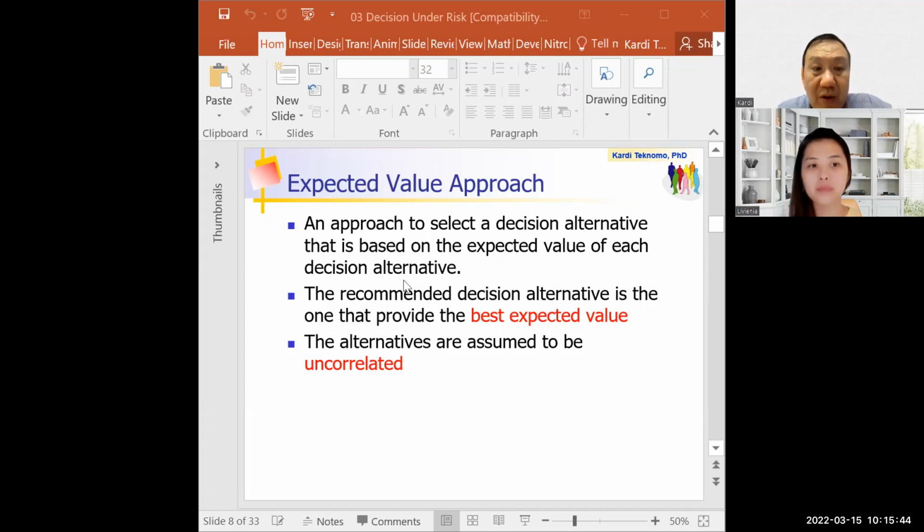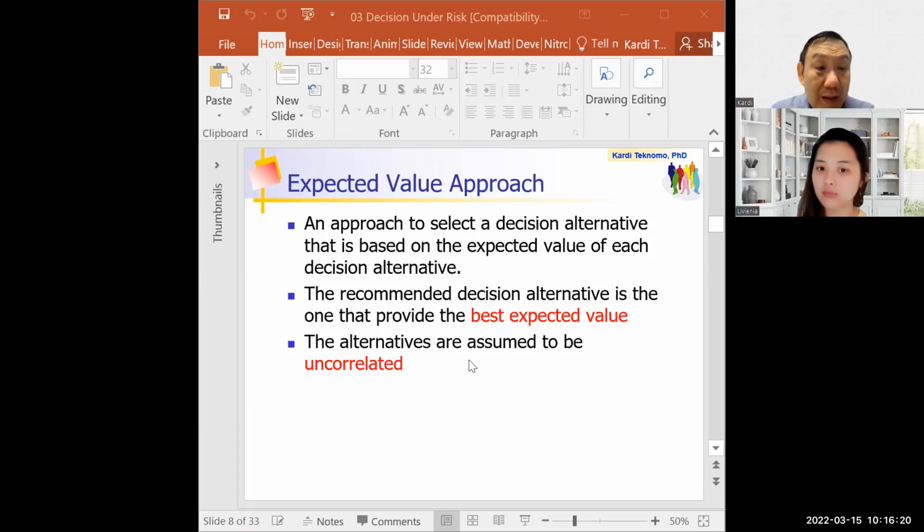So we want to get the best expected value. But what is the meaning of the best? The best depends on your data. It is either gain or cost, right? If it is a gain payoff, then of course the best means maximizing the expected value. If it is cost, then you are minimizing the expected value. I think that's logical.